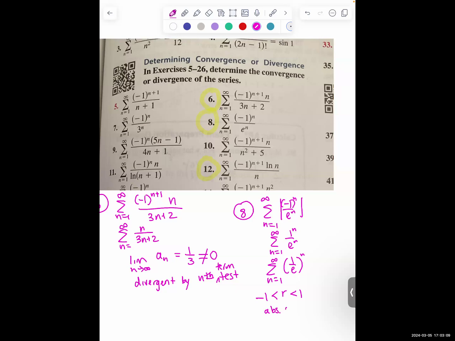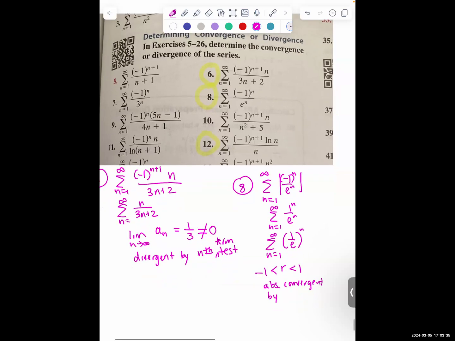Since it's absolutely convergent, this means that this series has a strong convergence. So there's no need to move on to test AST, because AST is kind of like the worst case scenario. If it's not absolutely convergent, then we can possibly show that it's conditionally convergent by doing AST. But if it's already absolutely convergent, then we can just stop our testing there and say absolutely convergent by the geometric series test.